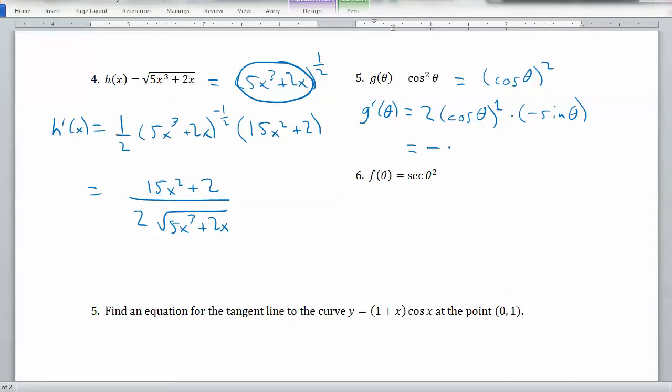And, well, 2 sine theta cosine theta is the same thing as sine of 2 theta. That's one of those trig identities. So that's a nice way to write the answer.